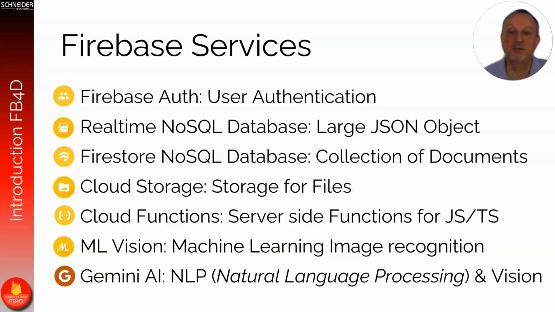With Cloud Function, we can write server-side functions written in JavaScript or TypeScript. FB4D allows you to call such functions and hand over the parameters and wait for the results. ML Vision was the first generation of machine learning for image recognition. With Gemini AI, we have a newer version of image recognition combined with NLP, natural language processing.